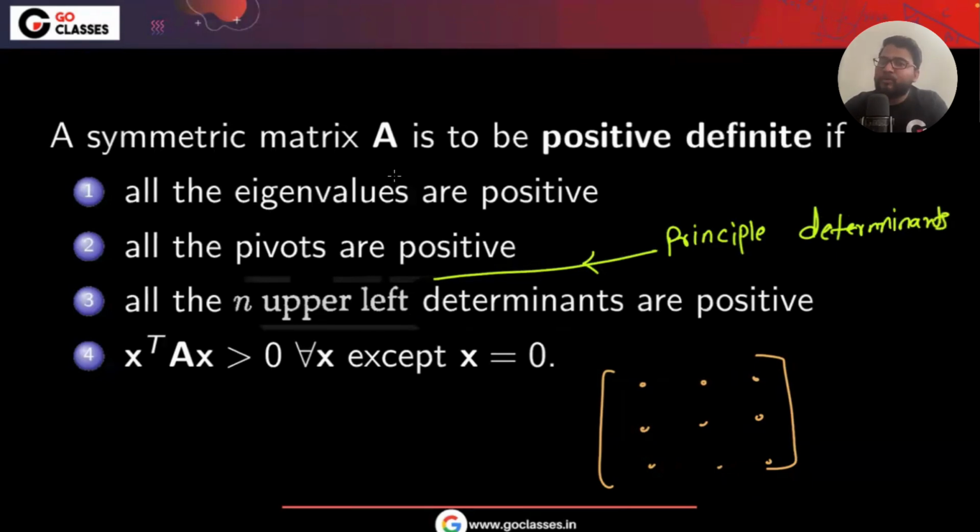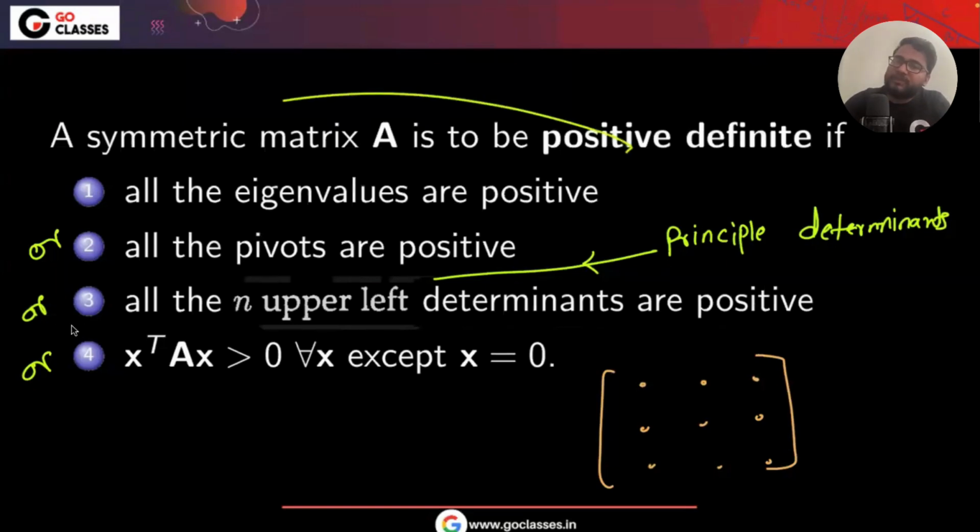So what they are saying is that either you know that all eigenvalues are positive, or you know that all pivots are positive, then you can say the matrix is positive definite. Or you know that all principal determinants are positive, then you can say the matrix is positive definite. Or there is a condition, x transpose Ax is greater than 0 for all x, which means you can take any vector x and it satisfies this condition for the matrix A, then also you can say it is positive definite. We will see an example and then you will understand what I'm trying to say. But there are multiple ways in which positive definiteness can be tested.